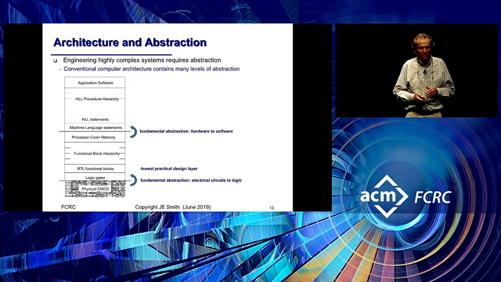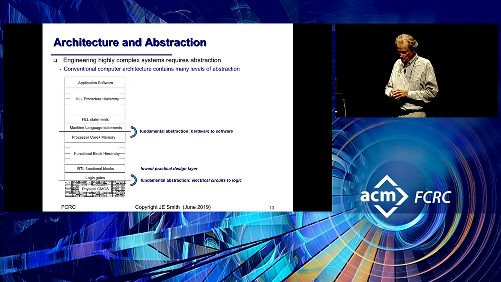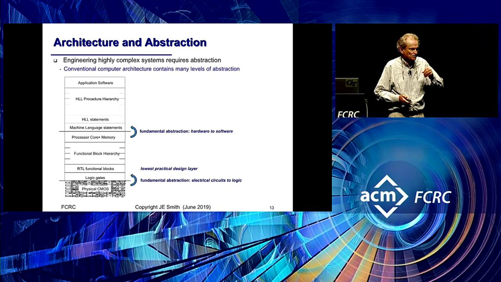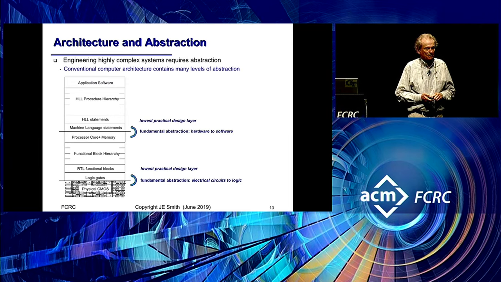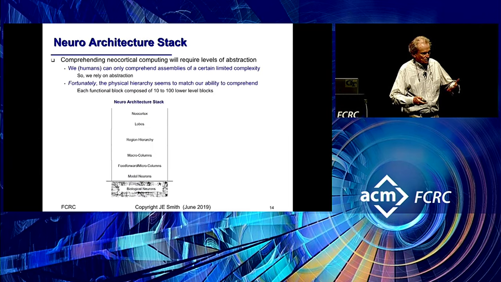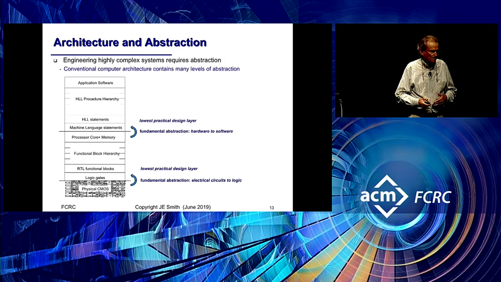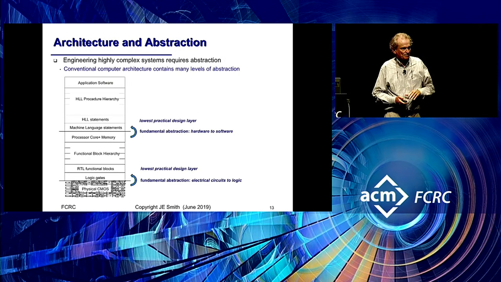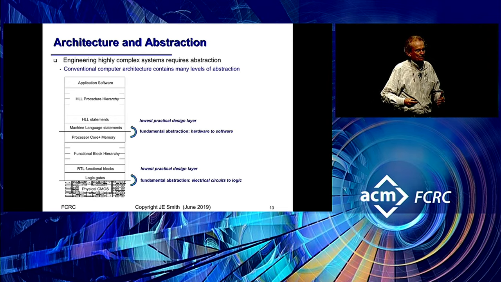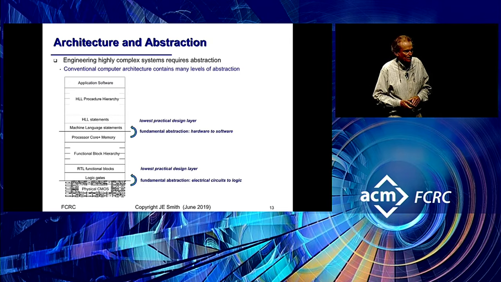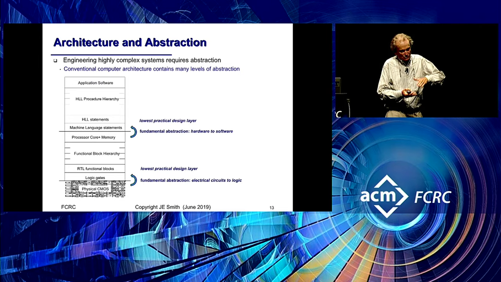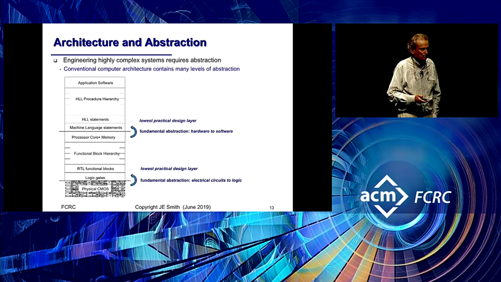And then there's another fundamental abstraction from hardware to software, where we shift into machine language. Again, we don't write code in machine language. We use the next higher level, HLL statements. We write procedures and procedures and procedures, until we get all the way up to the top of the stack. So we have these fundamental abstractions where it seems to be just all we can do to get over the hump, to get through that abstraction, and then we design at the next layer. And once we're there, we just stack up layers in a kind of uniform way.